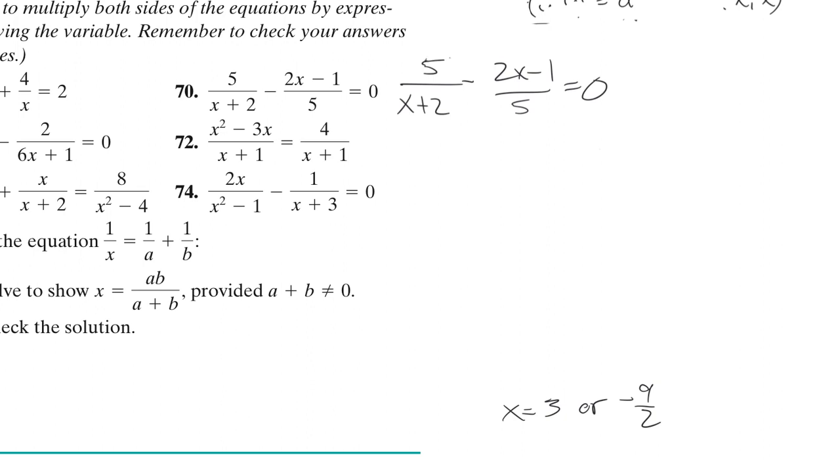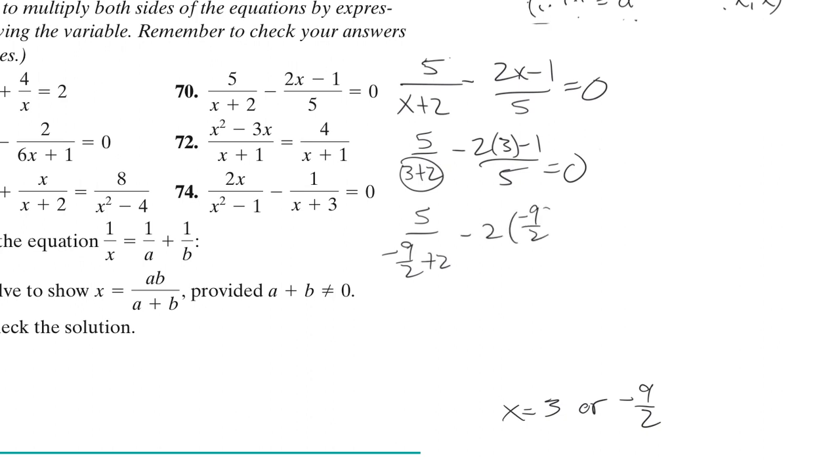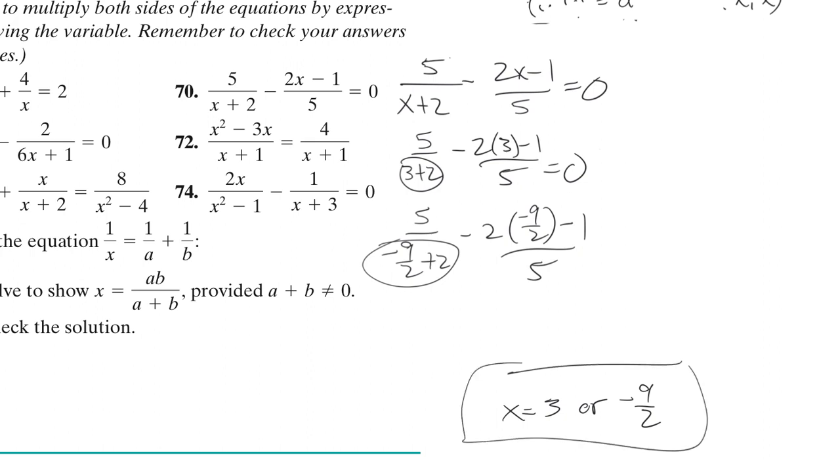If x were 3, this is going to be pretty easy. That'd be 5 over 3 plus 2 minus 2 times 3 minus 1 over 5 equals 0. So yeah, this is going to be 5. And then the other one, if you have negative 9 over 2, so 5 over negative 9 over 2 plus 2 minus 2 times negative 9 over 2 minus 1 over 5. This is not a problem because I'm not going to get 0 in the denominator anywhere, so we're good. Both of these work as solutions.